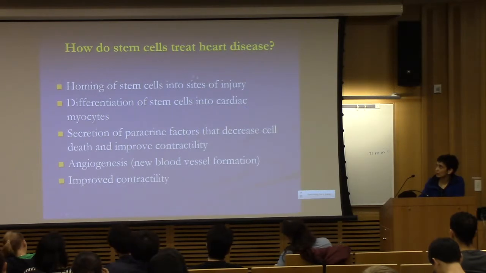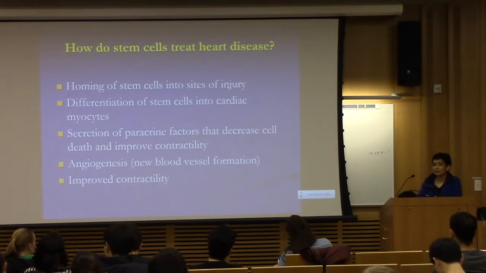One is homing of stem cells at the sites of injury. So often if you inject stem cells intravenously, the cytokines or factors produced by the injured organ attract the stem cells to that area.